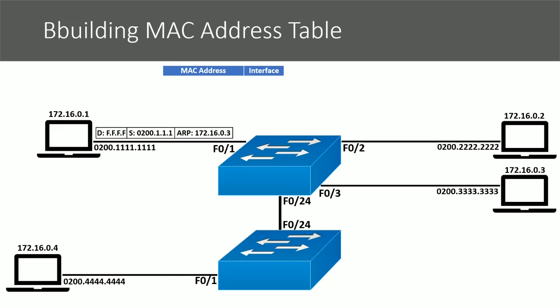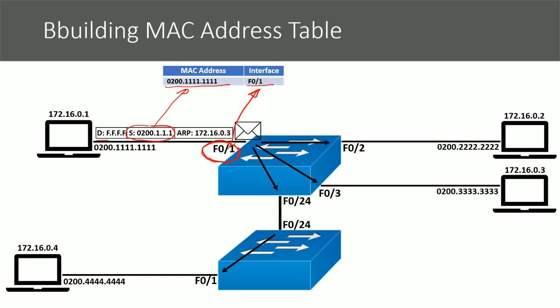The switch uses the source MAC address in the Ethernet frame to map this MAC address to the interface from where this frame was received. So by receiving this frame, the switch was able to add the first entry in its MAC table, and this entry includes the source MAC address of this frame and the interface number from where this frame was received.